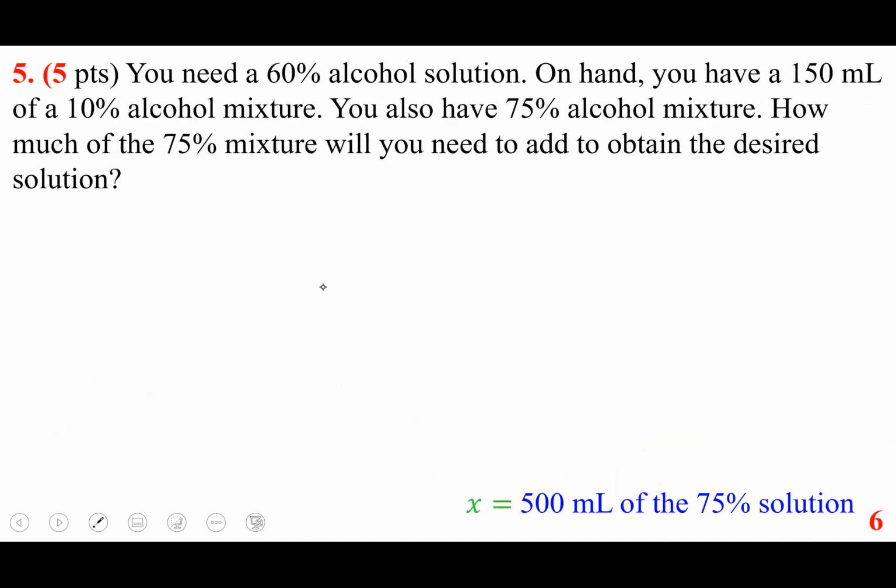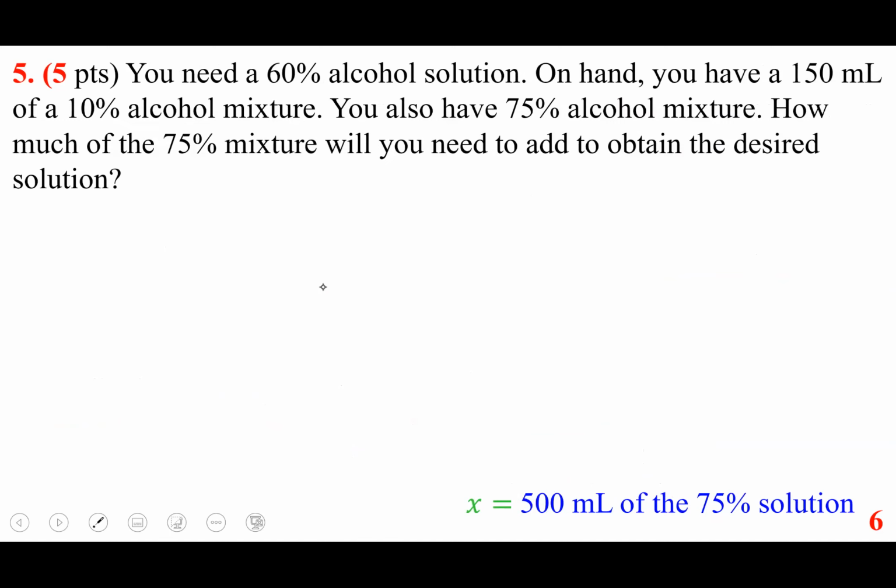Would you be kind enough to read this, please? You need a 60% alcohol solution. On hand, you have 150 milliliters of a 10% alcohol solution. You also have 75% alcohol mixture. How much of the 75% mixture will you need to add to obtain the desired solution?